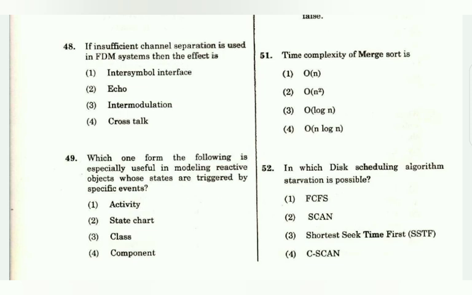Which one from the following is especially used in modeling reactive objects whose states are triggered by specific events? So state charts. State charts are used to model reactive objects where the object's behavior changes based on events. They help in event-driven programming and finite state machines. So option 2 is the correct answer.